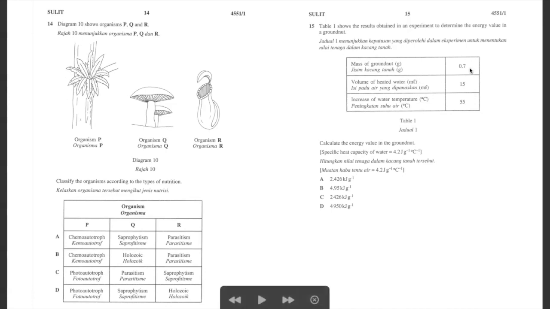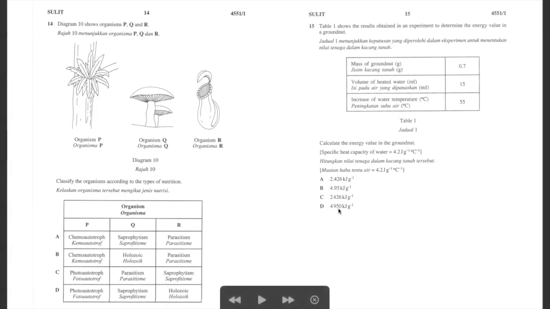So 15. Okay, darab dengan increase of water temperature. So 55. So 15 darab dengan 55. And then darab dengan specific heat capacity 4.2. So 15 awak darab dengan 55, awak darabkan dengan 4.2. And then hasil daripada tu awak bahagi dengan 0.7. Why? Because we have to divide with the mass of food.